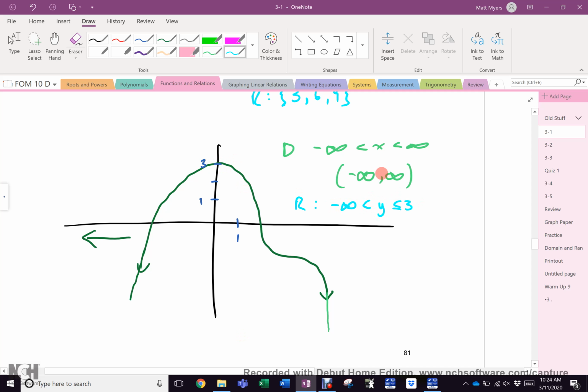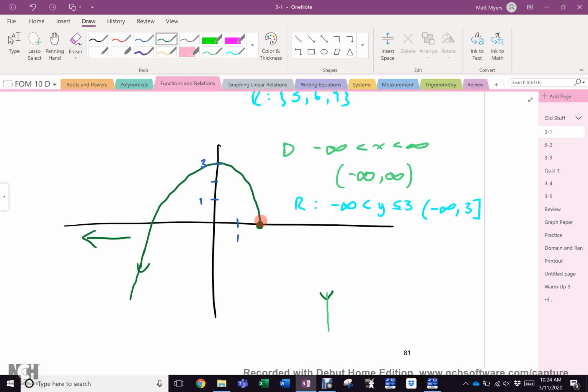How do I write that in the other form? Soft, negative infinity, comma, 3, hard bracket. Is everybody good? Everyone's good? Now, if I changed this curve to end right there, what will change? The domain, the range, or both?